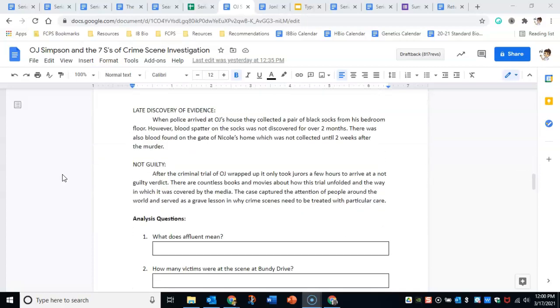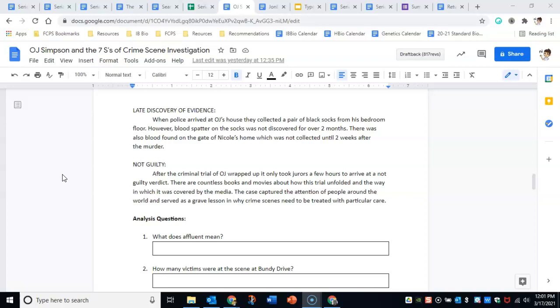Late discovery of evidence. When police arrived at O.J.'s house, they collected a pair of black socks from his bedroom floor. However, blood spatter on the socks was not discovered for over 2 months. There was also blood found on the gate of Nicole's home, which was not collected until 2 weeks after the murder.